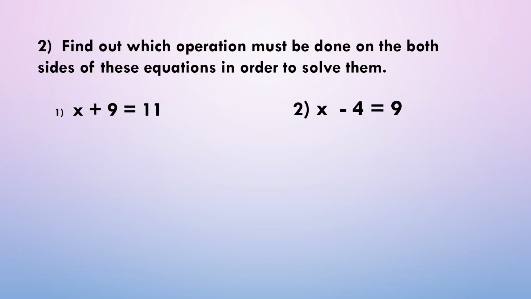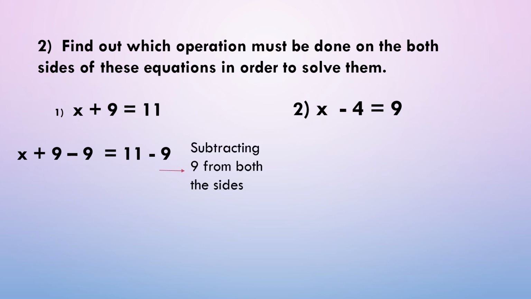You have to subtract 9 on both the sides. So x plus 9 minus 9 is equal to 11 minus 9. So you are subtracting 9 from both the sides.